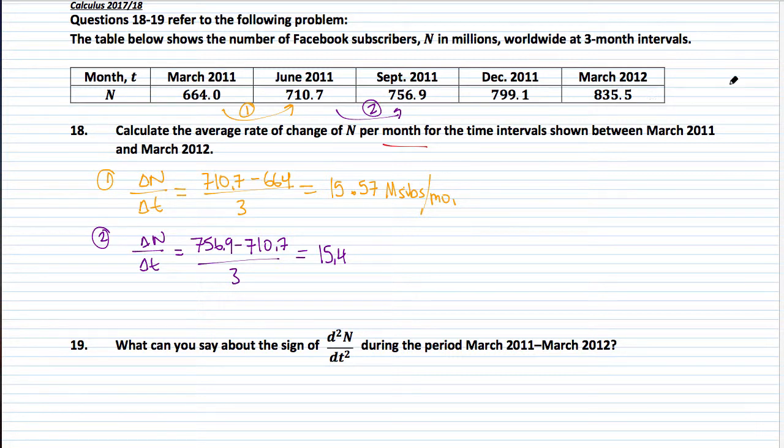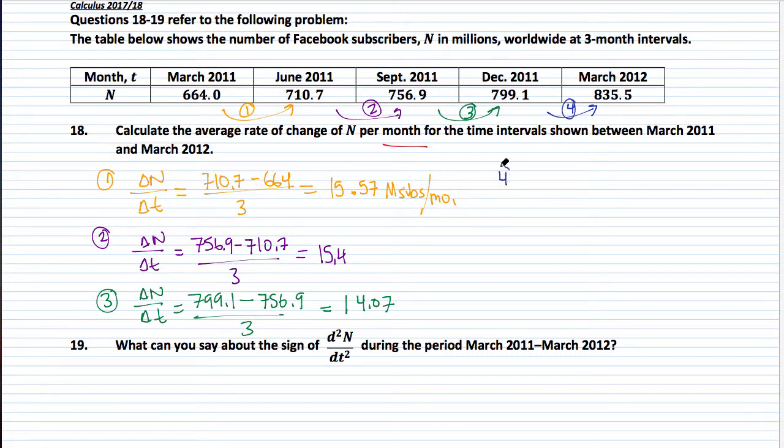So number 3, we'll say delta n over delta t, same method, is going to be 799.1 minus 756.9 all over 3. And this rate of change is 14.07. And then finally, our final average rate of change is going to be, again, delta n over delta t. It's going to be 835.5 minus 799.1 over 3 months. So my calculator tells me my average rate of change is 12.1.